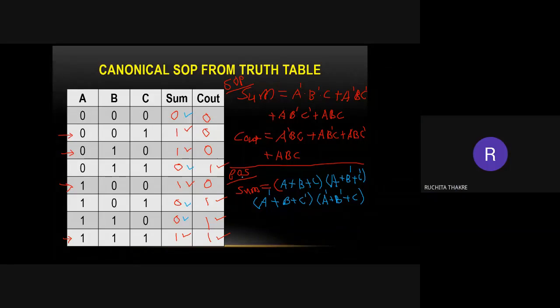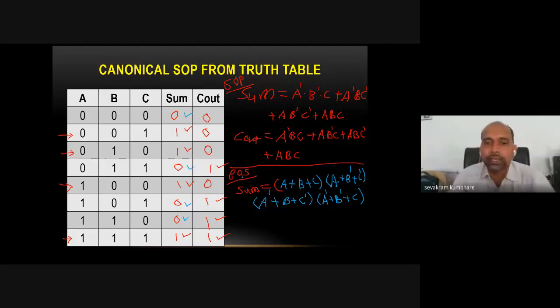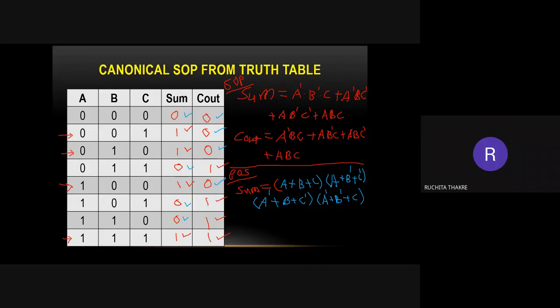Yes, sir. Similarly, we can go for Cout. For Cout, we have to consider these rows, and we can write down its expression for POS. Got it? Any doubt? No, sir.